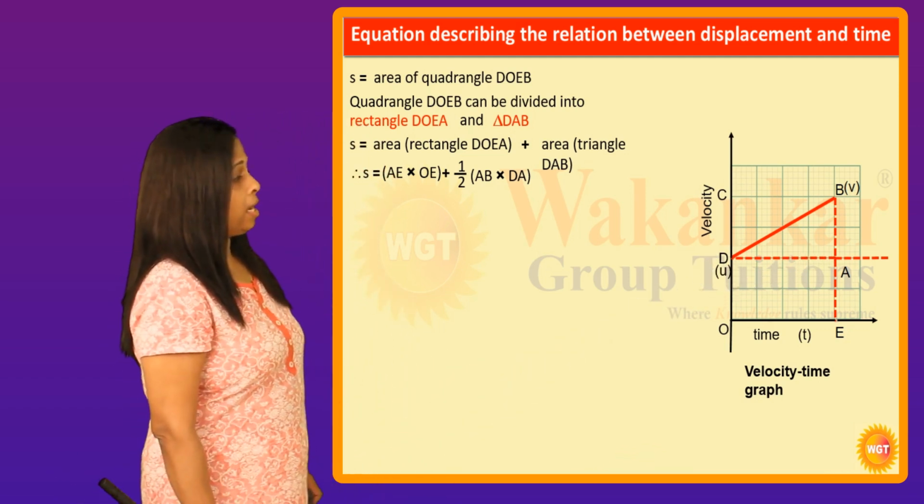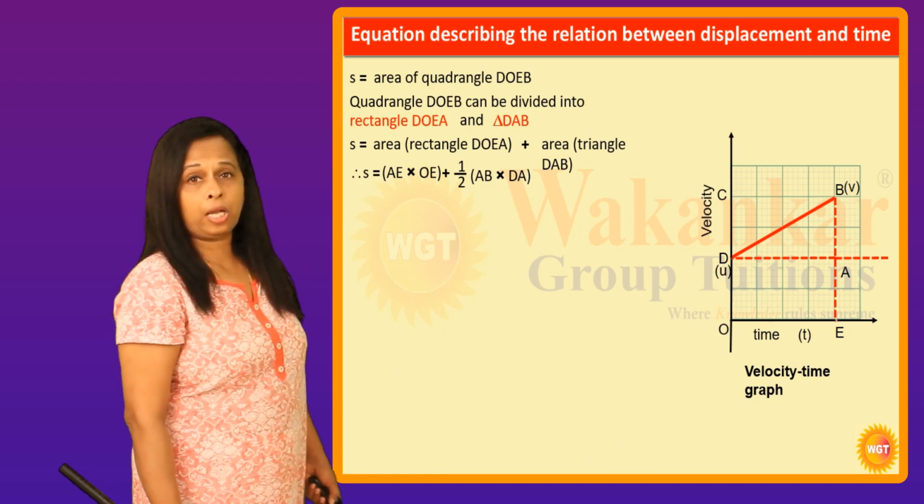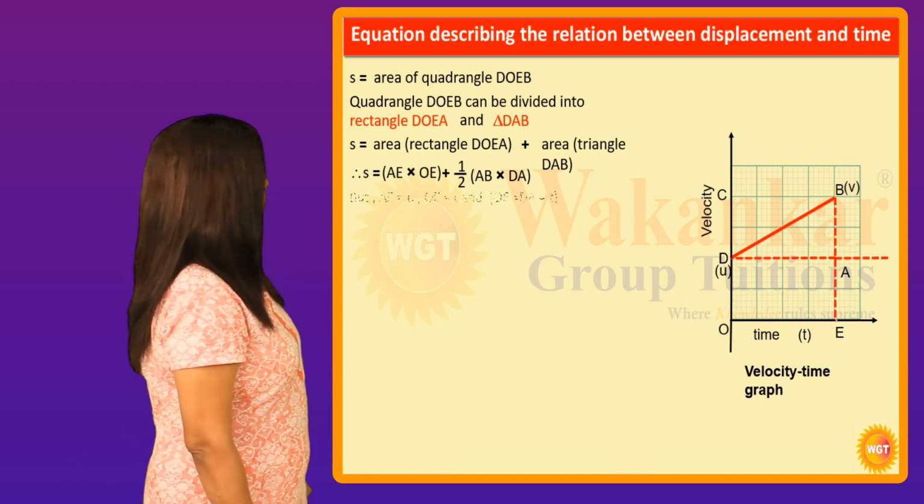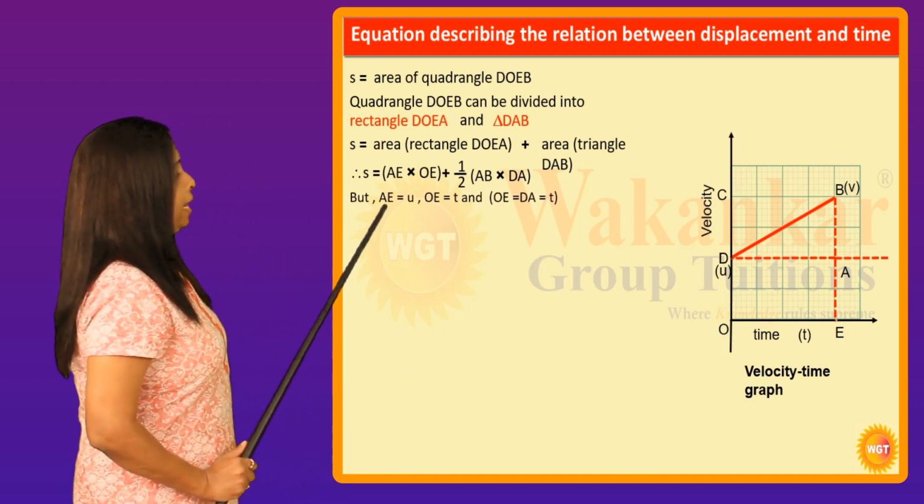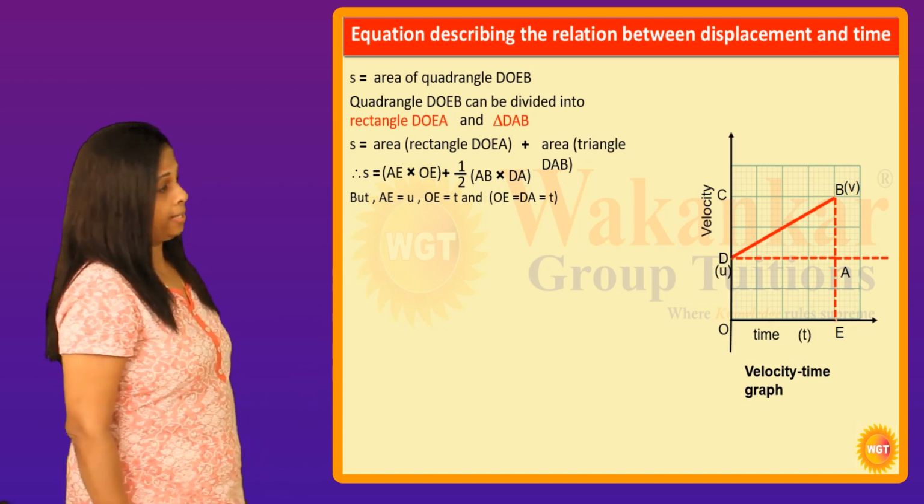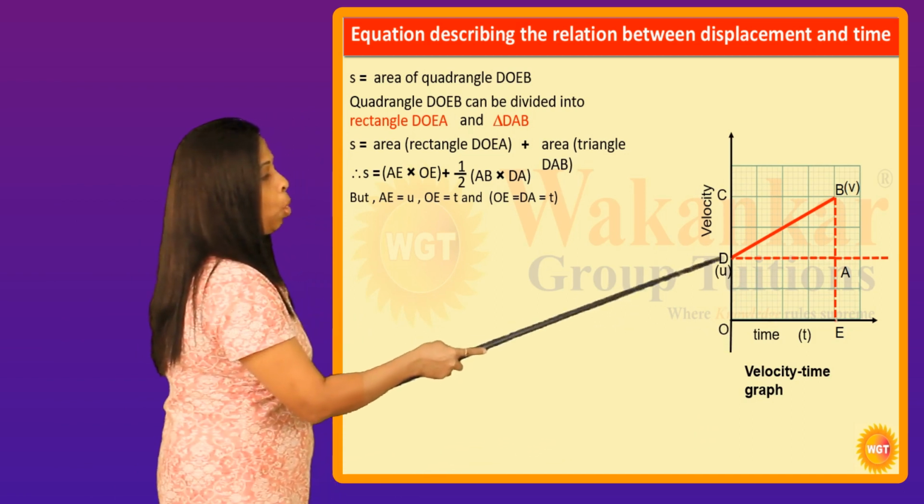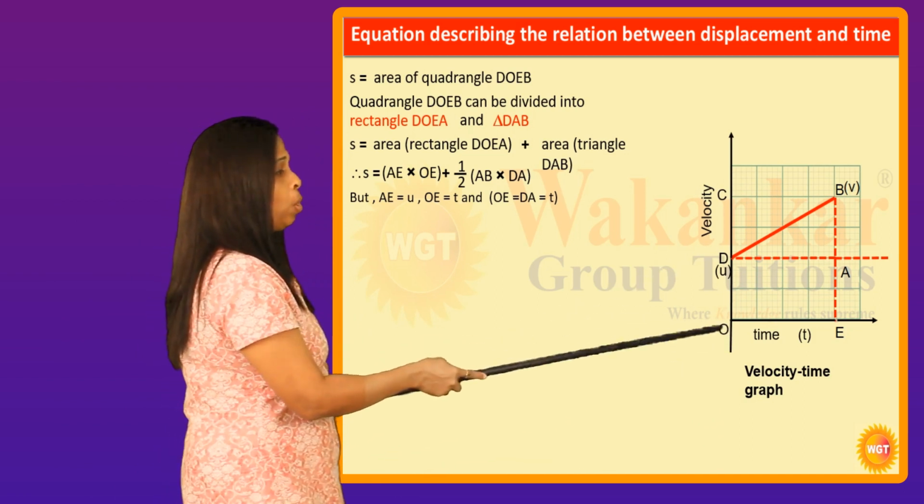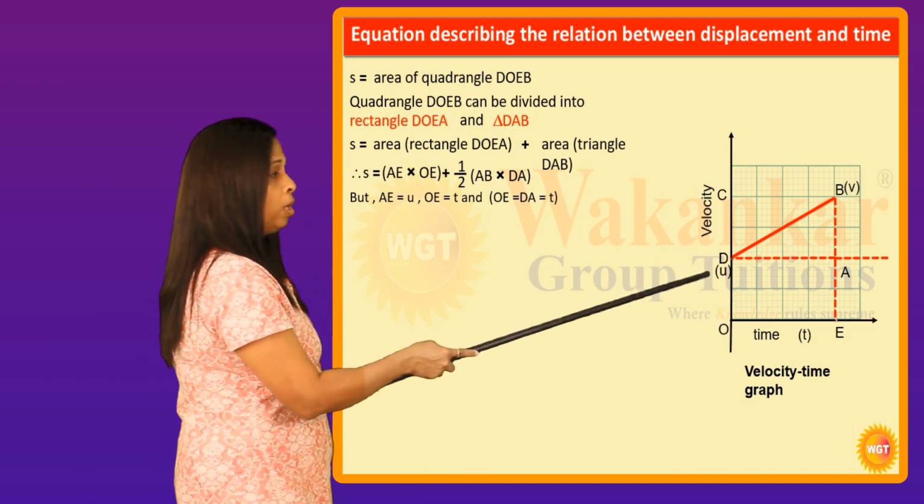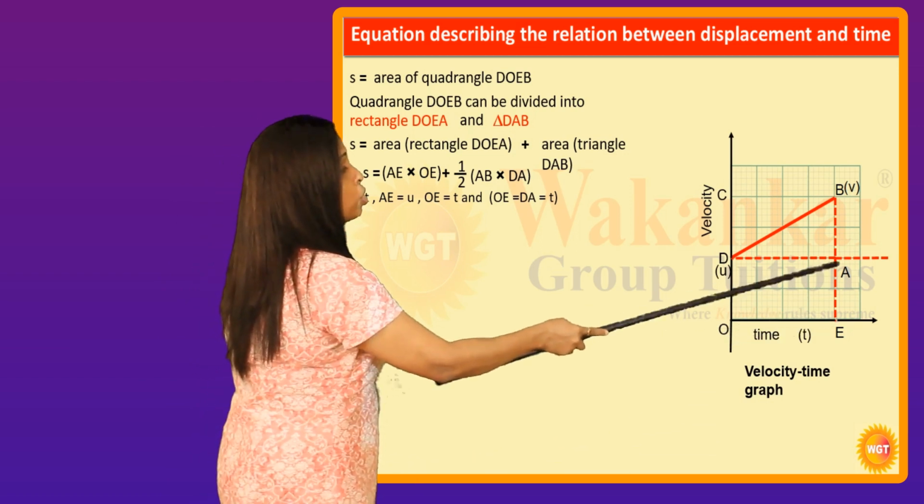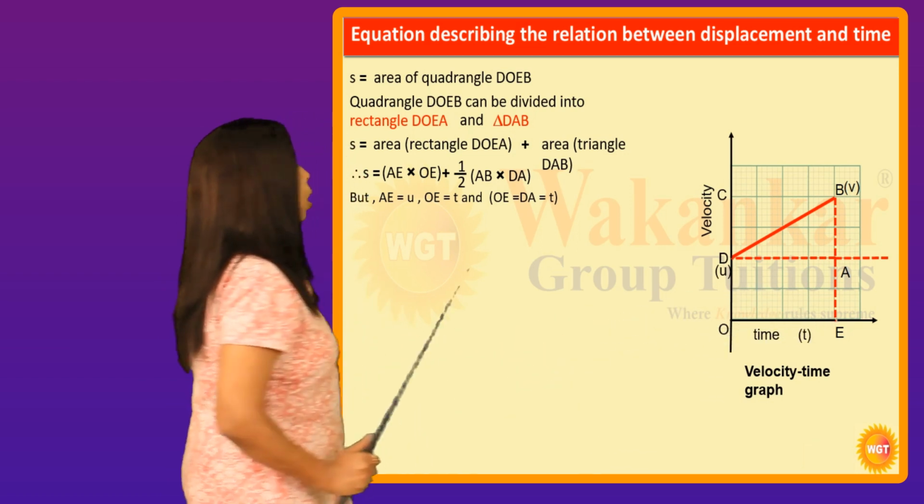Now what are AE, OE, AB in the graph? Let's see. AE is equal to u. Let us see why. AE is equal to OD. We already know OD is u. So, AE will also be equal to u.